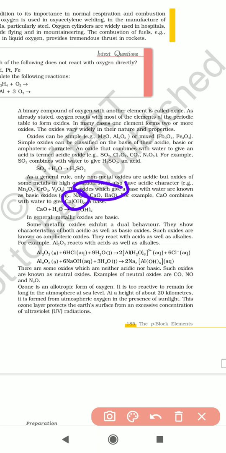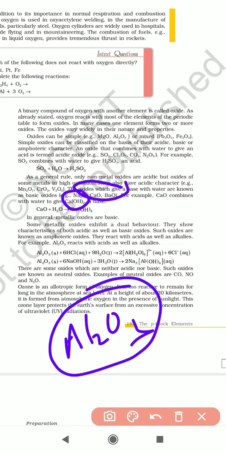Some metallic oxides exhibit dual behavior. They show characteristics of both acidic as well as basic oxides. Such oxides are known as amphoteric oxides. The best example is aluminum oxide, Al2O3, which is amphoteric in nature.